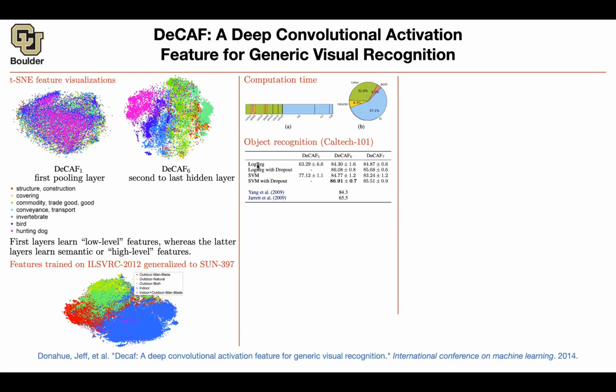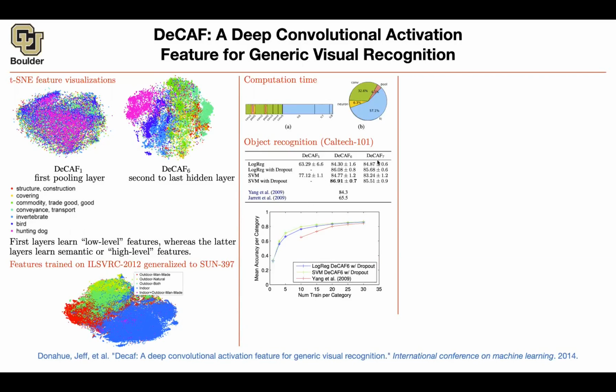And on those features, you can do different algorithms. You can do logistic regression with dropout, support vector machine with dropout. And these are some classical techniques of giving you features. And DeCAF 6 seems to be giving you the best features for these tasks. That's giving you the best accuracy. That one, this table, is when you have 30 data points per category. So you see that this is not a large data set.